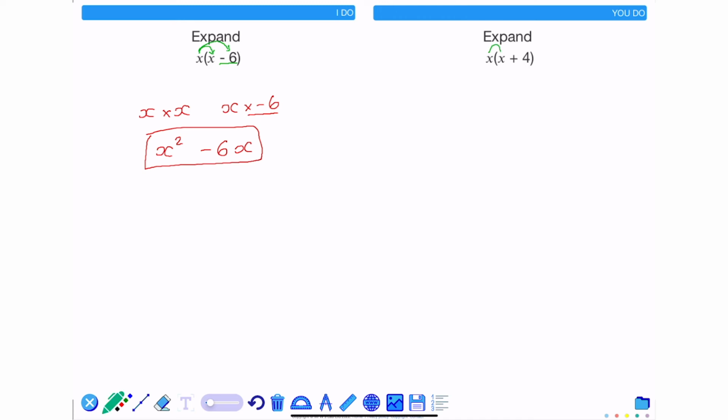So multiplying x by x and x by 4 will give x times x and x times 4. X times x is x squared. And as before, whenever we multiply x by a number, the number normally goes in front. So this will give me 4x. Now both x and 4 are positive, so the sign that goes in front of 4 will be plus. So I've now successfully expanded out the brackets. X squared plus 4x.